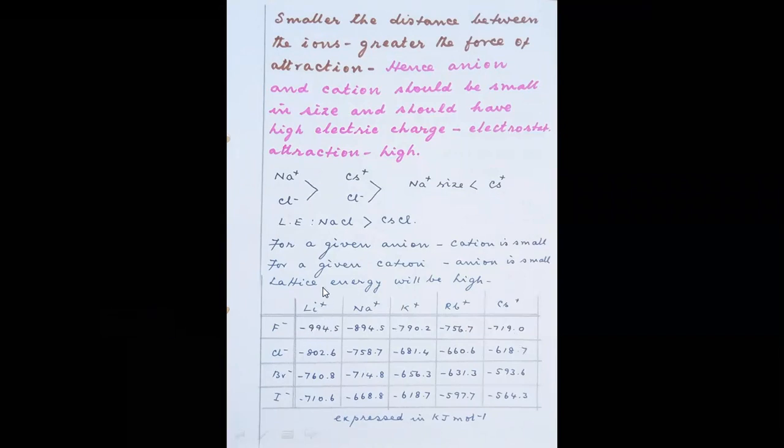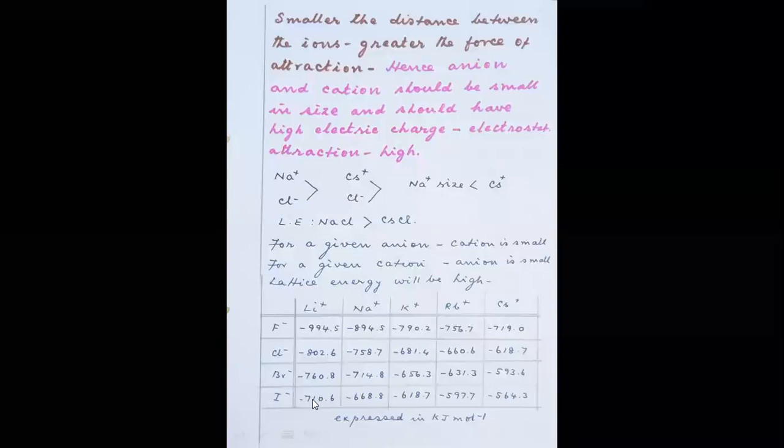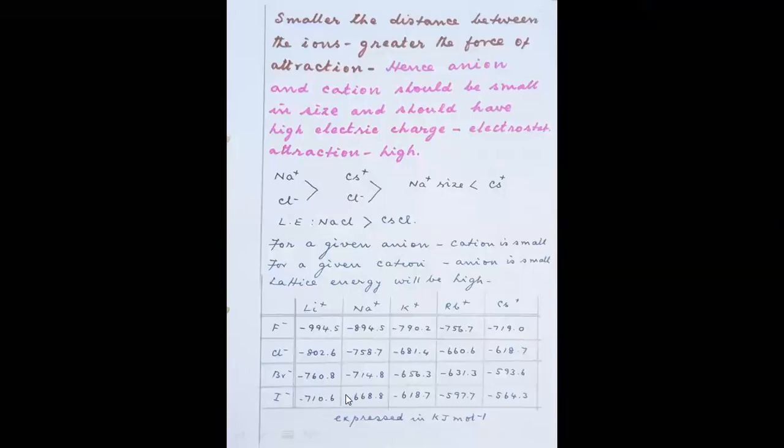Now I keep the lithium cation the same and I change the anion: fluorine, chlorine, bromine, iodine. Iodine is the biggest, fluorine is the smallest. Look here, it is minus 994.5. When you come down, it is minus 802.6, then minus 760.8 and minus 710.6. So the energy decreases. For a particular cation, when anion size is increasing, lattice energy is decreasing. For a particular anion, when the cation size is increasing, the lattice energy is decreasing.